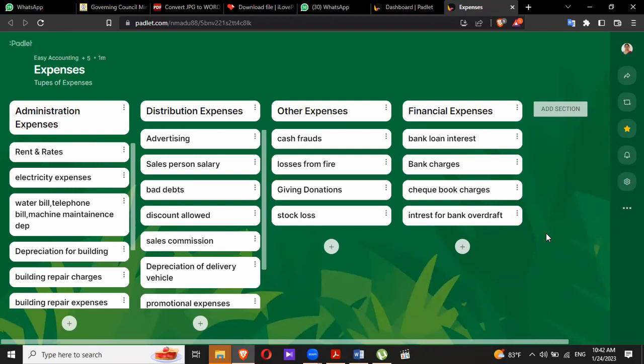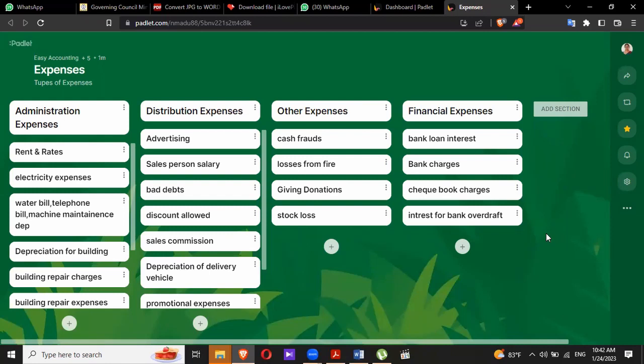Bank loan related expense means bank loan interest. Bank current account related expenses are three expenses: bank charges, checkbook charges, and interest for bank overdraft. Right? That's all. Okay, very good.